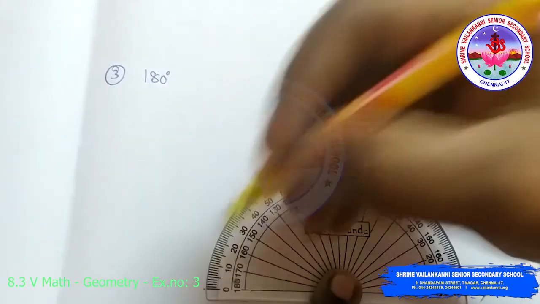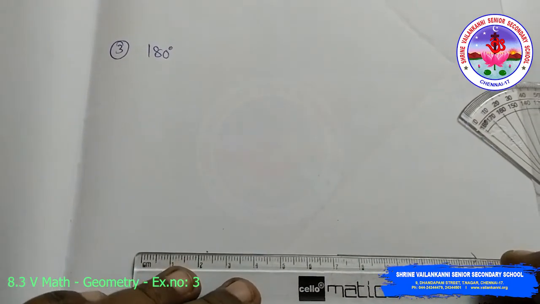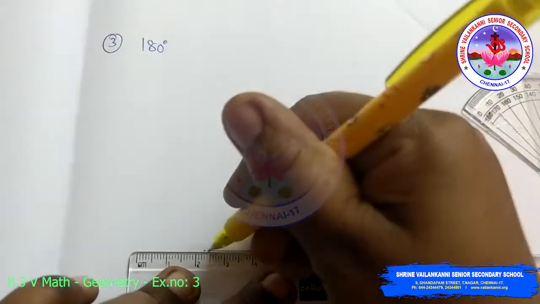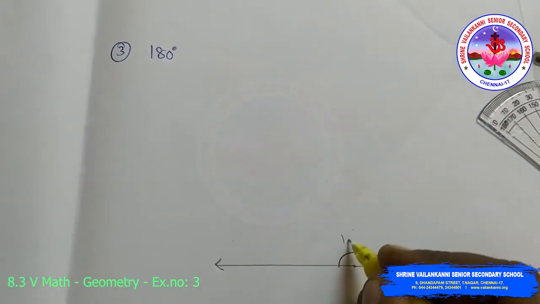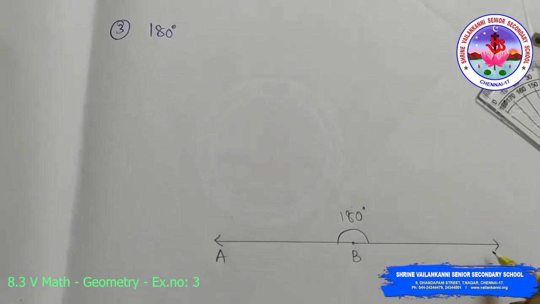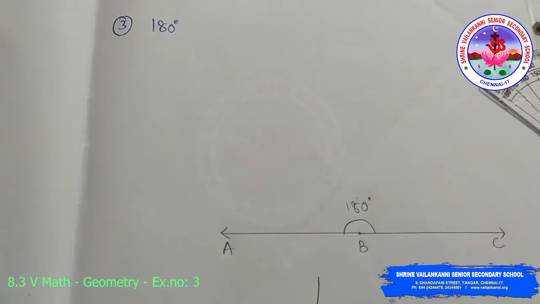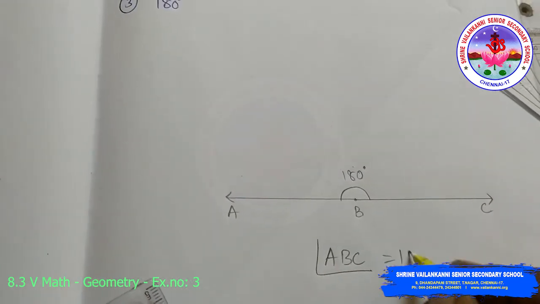So make a dot, remove it, and using a scale, join it. So this is your center point, that is the vertex point, 180 degrees. So A, B, C. So angle ABC is equal to 180 degrees.